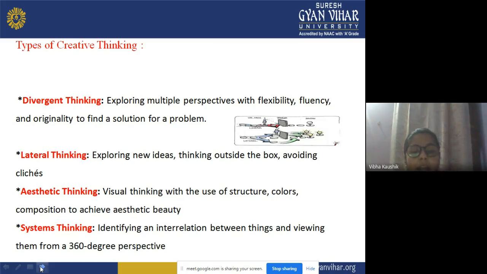Systems thinking: identify the interrelation between things and view them from a 360-degree perspective. Now that expands the range of choices, which can be the various solutions available for solving a problem. Means you are not following a particular way to get a solution of the problem. You are expanding the range of choices available for solving a problem, by broadening your thinking. You have to broaden your thinking.